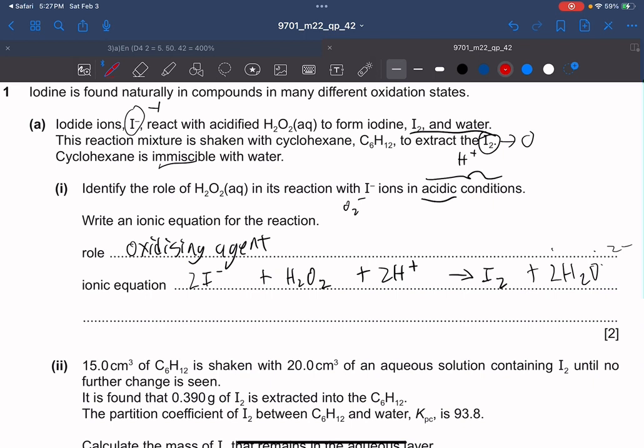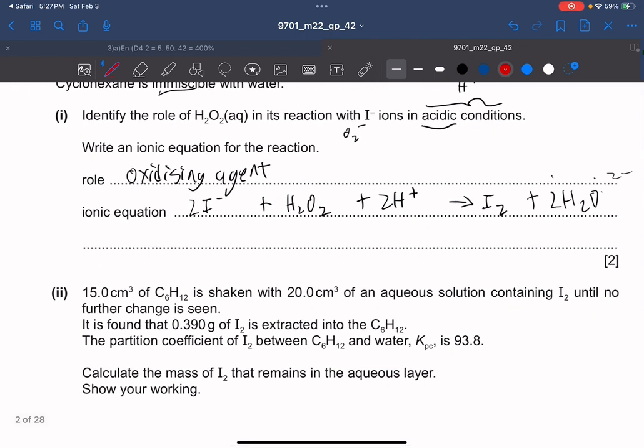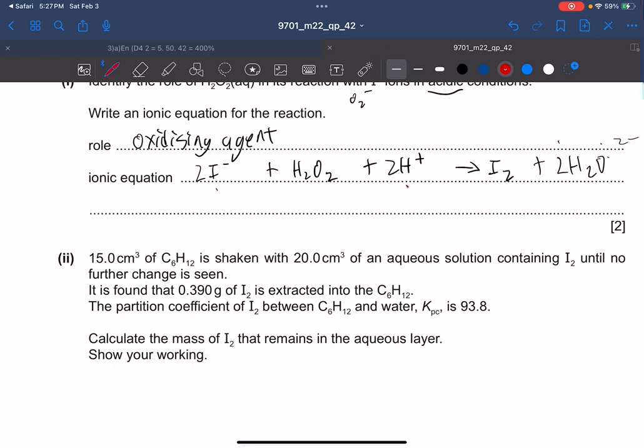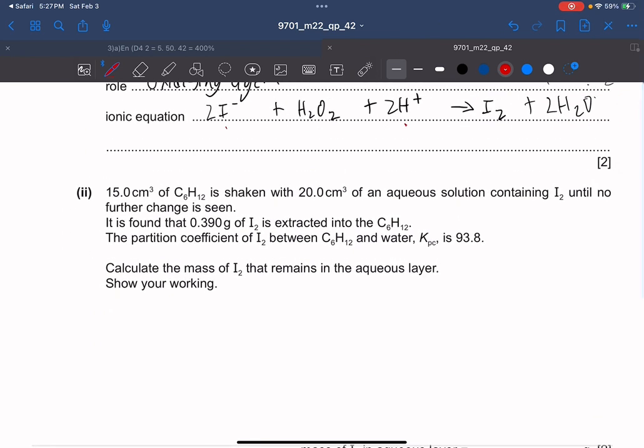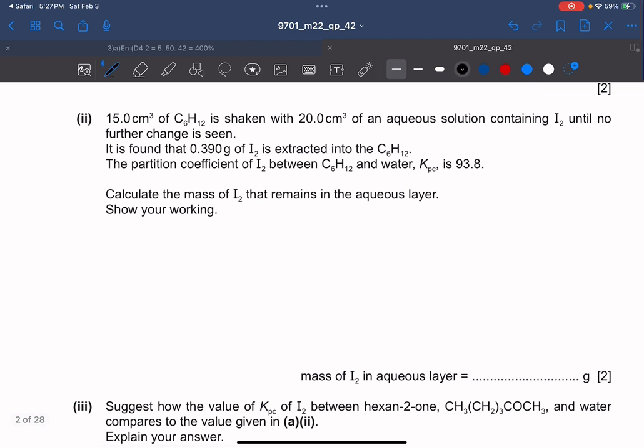We can also check if this is balanced. What I like to do is check the charges. With I minus and H plus, overall there's 0 charge on the left side and 0 charge on the right side. So our ionic equation should be balanced. Okay, next off, we're going to discuss this.